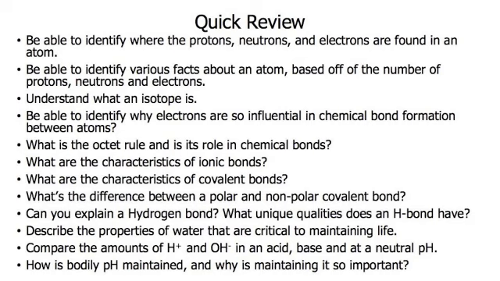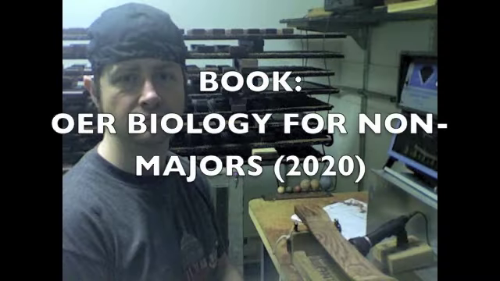You should also be able to understand the characteristics of ionic and covalent bonds, not to mention the difference between polar and non-polar covalent bonds. You should also be able to explain hydrogen bonding and what unique qualities hydrogen bonds have. Furthermore, you should be able to describe the properties of water that are critical to maintaining life. You should be able to compare the amounts of hydrogen and hydroxide ions in an acid, base, and at a neutral pH. And you should understand how bodily pH is maintained and why maintaining it is so important.